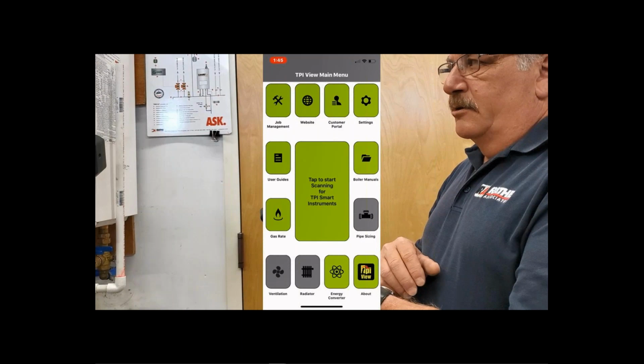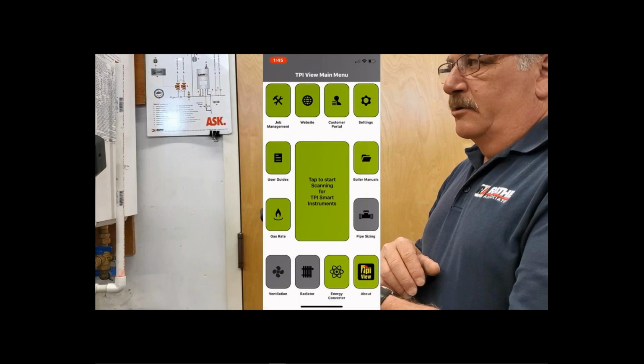So I just wanted to pause this video for a moment. I want to show you what other goodies we actually have up on the TPI main menu. That would be job management, website for TPI, and customer portal. A customer portal is information for you, not your customer. Settings, settings for your device itself. User guides. User guides are kind of cool. It's all built into the TPI main view menu, that free app. And boiler manuals. TPI is continually adding more and more manuals into this application.